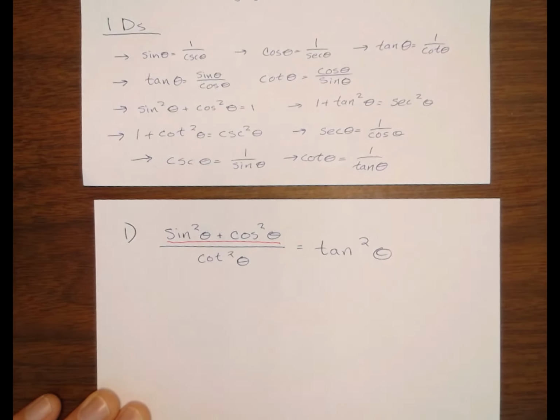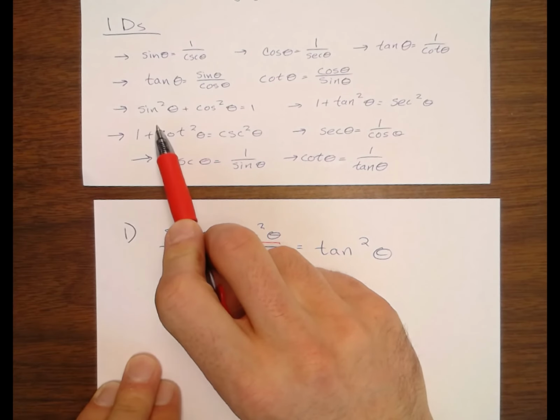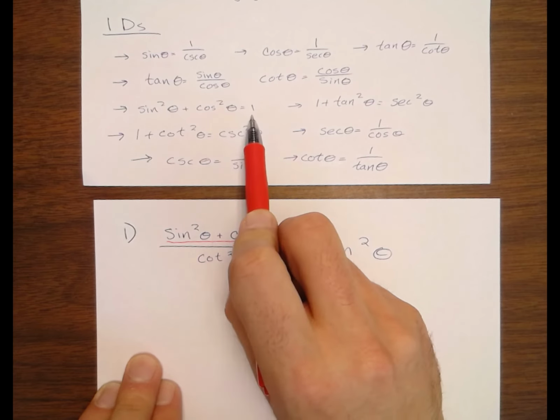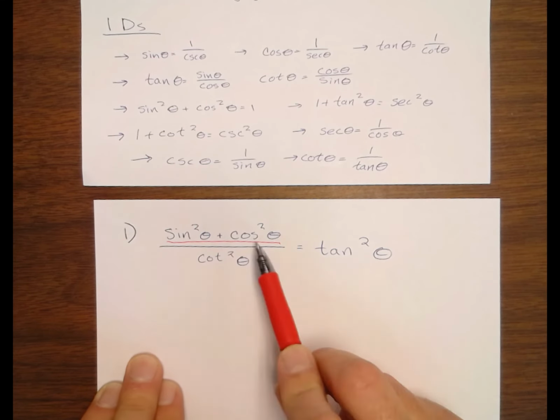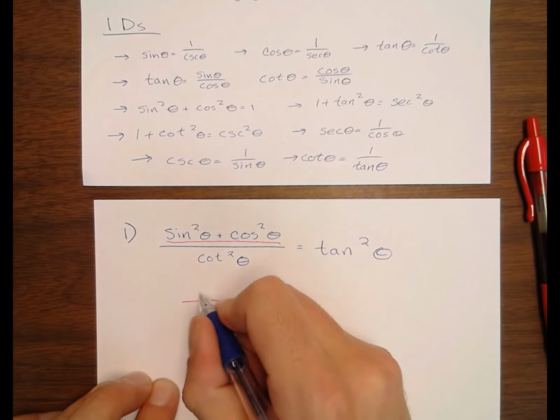One of my Pythagorean IDs, this guy right here, says that I can have sine squared plus cosine squared theta is really just equal to 1. So what I have underlined here in red, I'm going to replace in my next line with just plain old 1.